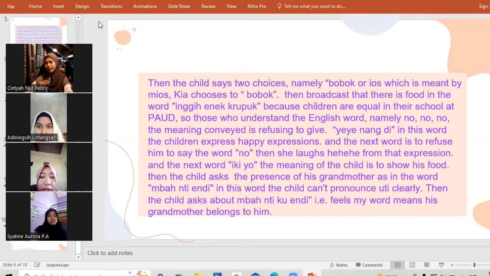In this word, the child expressed a happy expression, and the next word is to refuse, she says the word no. Then she looks from the expression. And the next word, kiyo, the meaning of the child is to show his foot. Then the child asks for the presence of his grandmother with the word bantindi. In this word, the child can pronounce it clearly. Then the child asks about banti kwindi, which means his grandmother belongs to him.